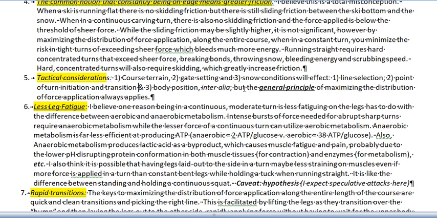But the general principle, no matter what these tactical considerations are, the general principle of maximizing the distribution of force application always applies. You always have to keep this in mind.